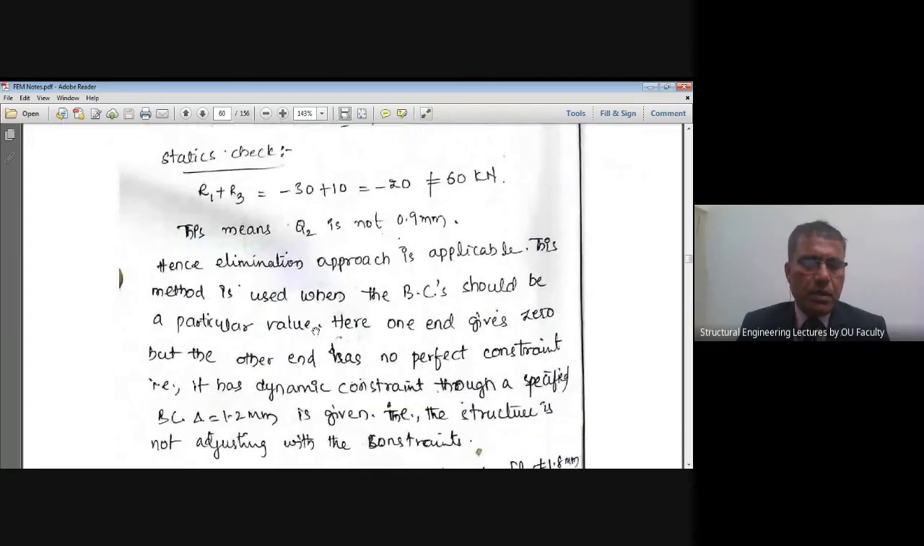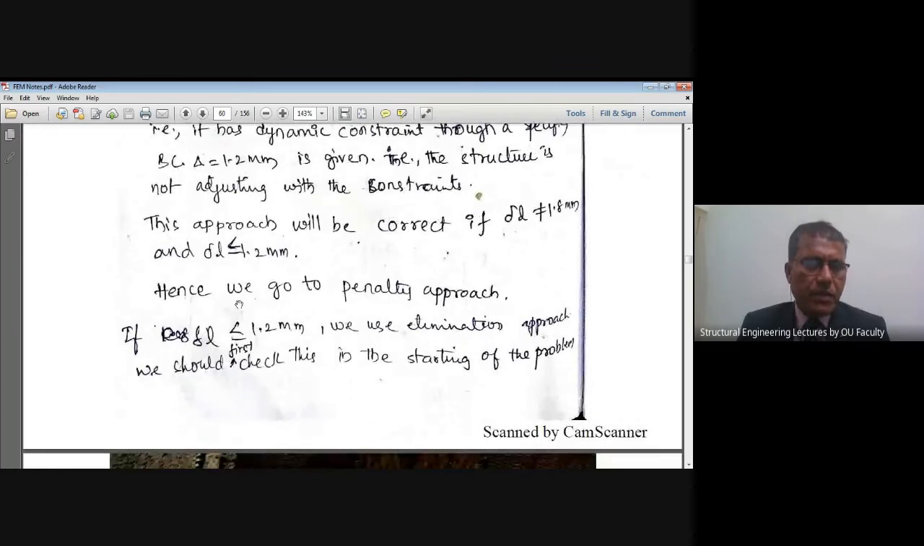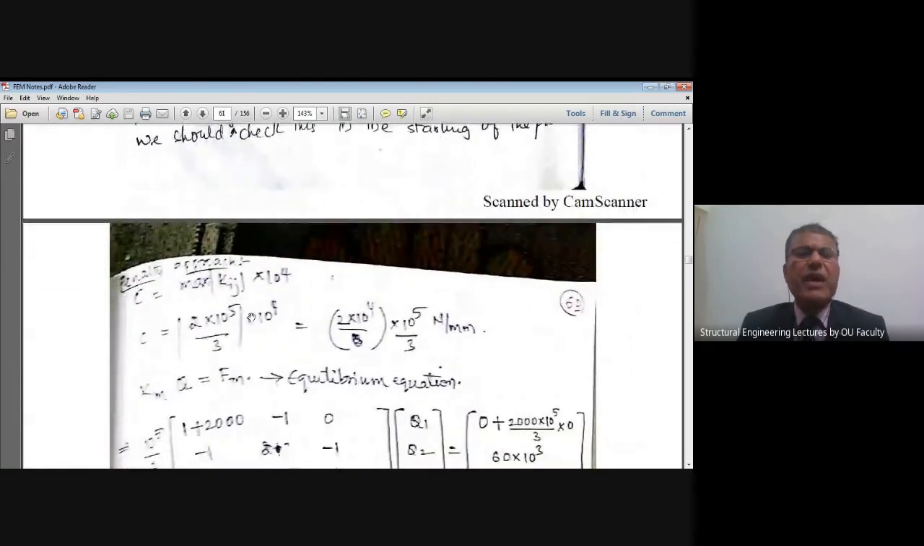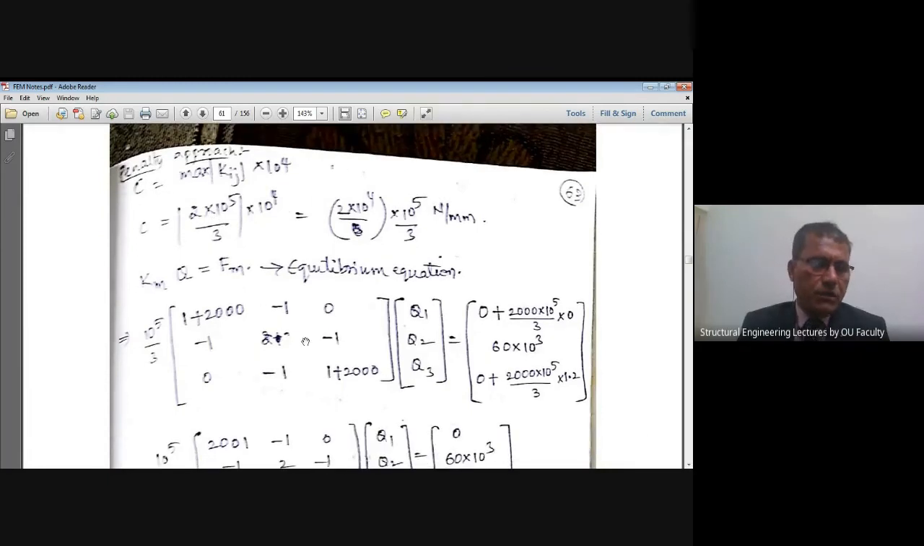Hence, we will not use the equilibrium equation KQ = F, but I'll use the modified K_M Q = F_M. Now, we can see that the maximum coefficient of Kij, just shown in the previous slide, 200 to the power 5 divided by 10 to the power 3, divided by 3, is the maximum value of Kij.